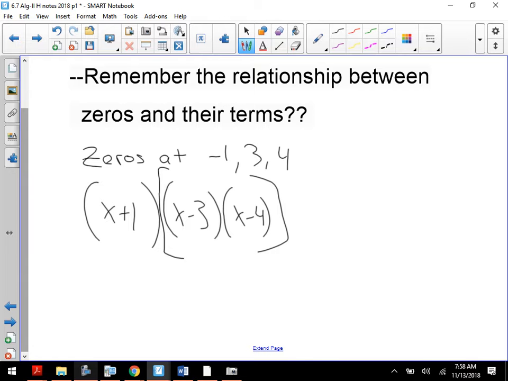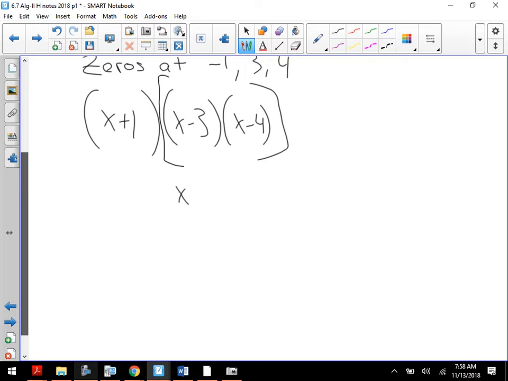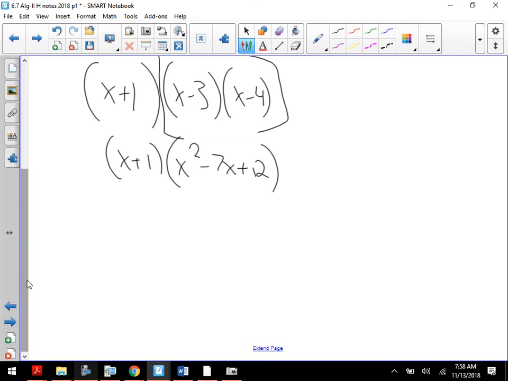Okay? So we're building functions. So this is x squared minus 7x plus 12. And I have to distribute to that x plus 1. When I distribute the x plus 1, we're going to get what? X cubed, x squared, and then just combine like terms.